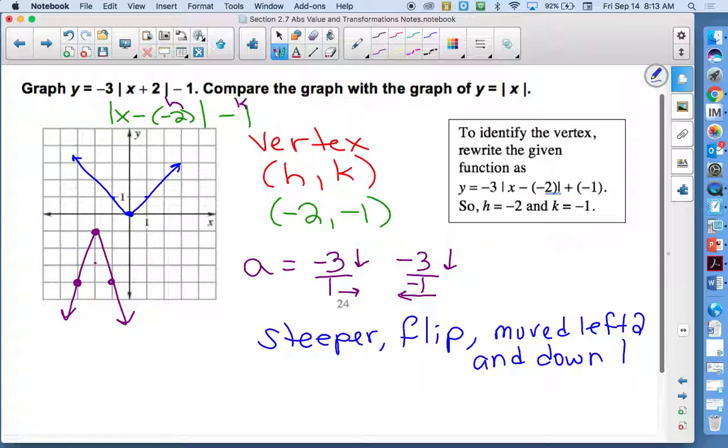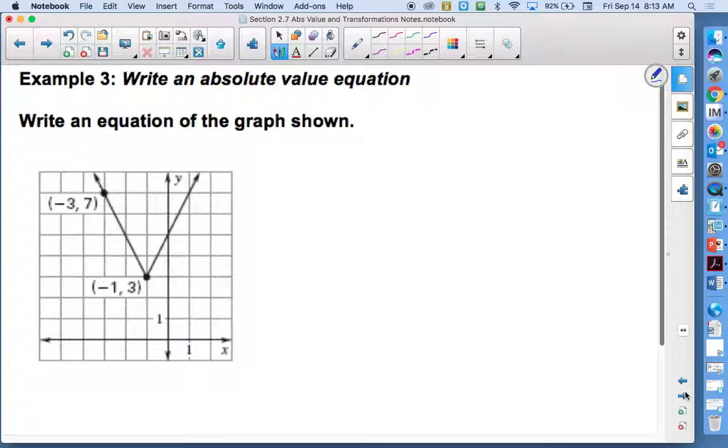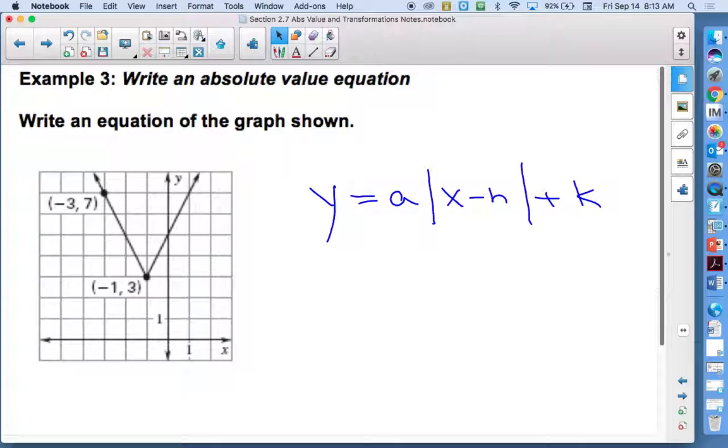All right, so I want to see if we can go through 2 more examples here. So example 3, I think it's the last type of problem that we're looking at here. You have a graph, and I want you to come up with an equation. And I wrote the equation up here again, y equals a, absolute value of x minus h, plus k.